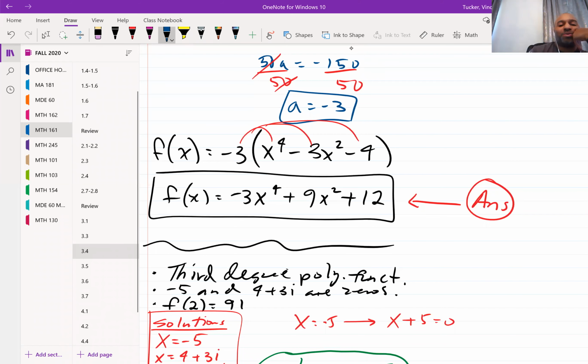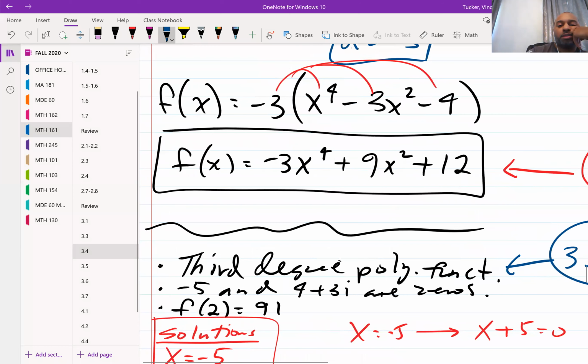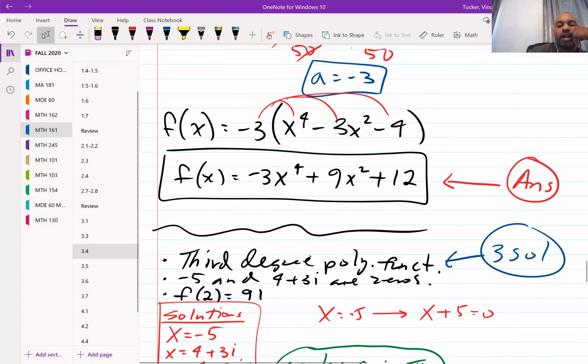All right, so the next one, third degree polynomial, same direction, is just that this time we have a third degree polynomial. So that means we should have 3 solutions. All right. They give us negative 5 and 4 plus 3i are zeros. And then when I plug in 2, I get out 91.